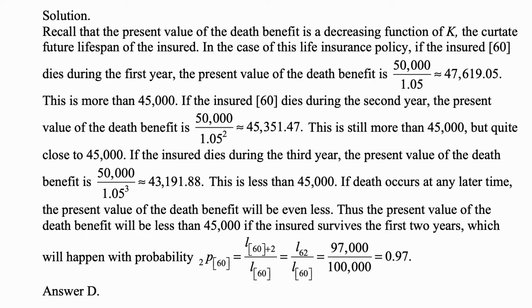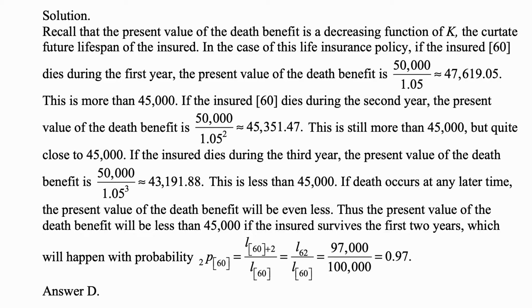If the insured dies during the second year, the present value of the death benefit is $50,000 discounted over 2 years at 5%. And that's $45,351.47, still more than $45,000. But it's close. So if the insured dies during the third year, the present value of the death benefit is $43,191.88. It drops below $45,000, and we know that the longer the person lives, the lower this number will be, the present value of the death benefit.